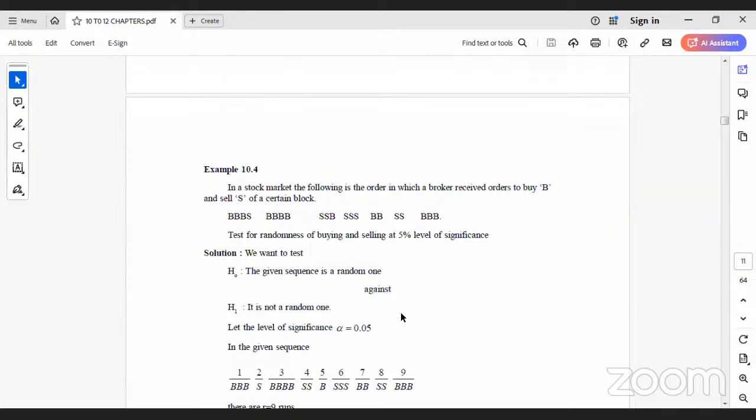In a stock market, the following is the order in which a broker received orders, B for buy and S for sell, in certain blocks. See here: BBBS, BBB, SS, B, SSS, BB, SSB. Test randomness here. The null hypothesis: the given sequence is random, against the alternative that it is not random.